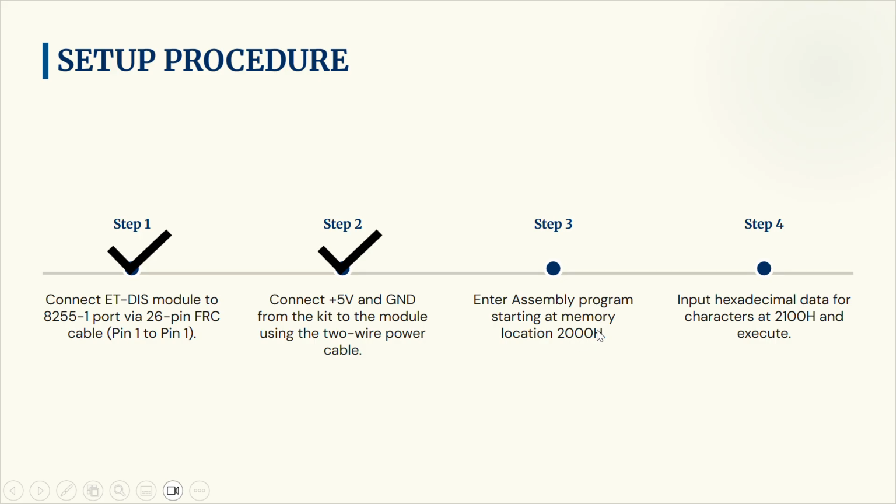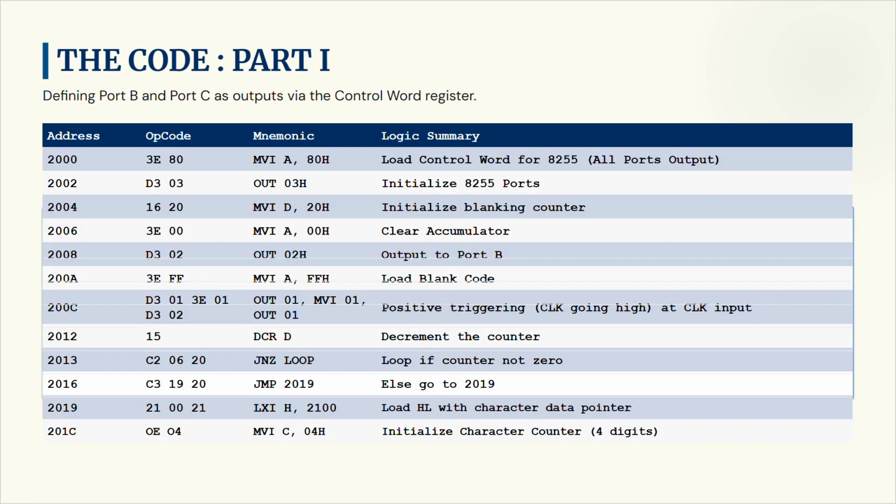H is just to tell you that this is a hexadecimal number and not a normal decimal or not a normal octal number. And finally, we input the hexadecimal data for characters starting from the address 2100 and execute it, which is the fun part I've been talking about.